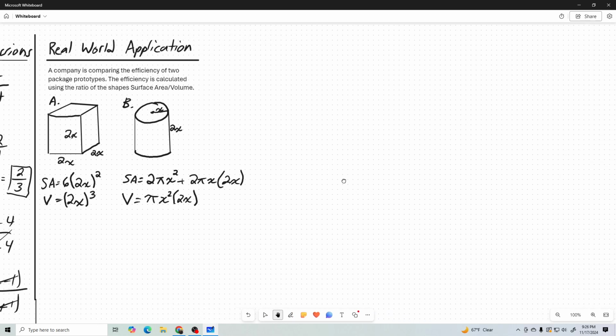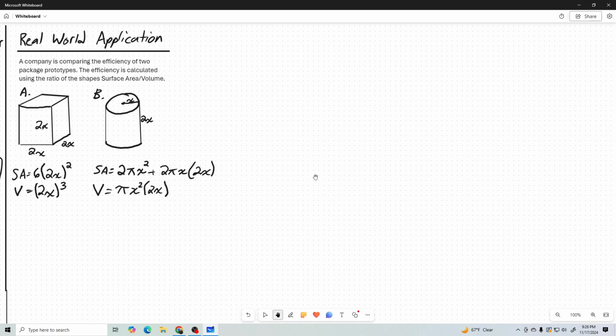All right, real world application, and then we're done. So last one here. A company is comparing the efficiency of two package prototypes. The efficiency is calculated using the ratio of the shape's surface area divided by the volume. And then they give us the shapes here. So shape A looks like it has a length, width, and height, each of 2x. And then our B here is a cylinder with radius x and height 2x.